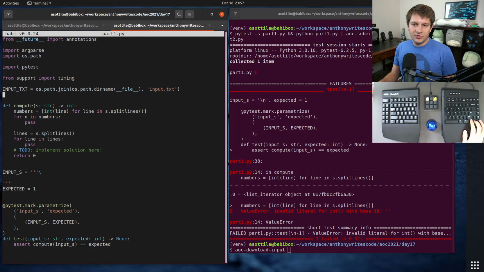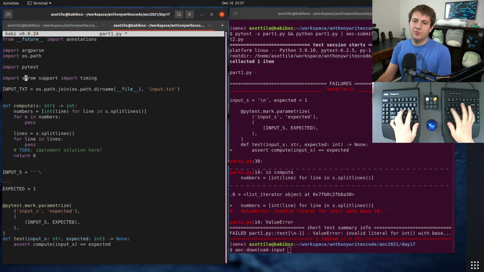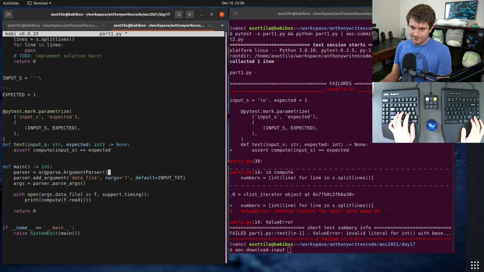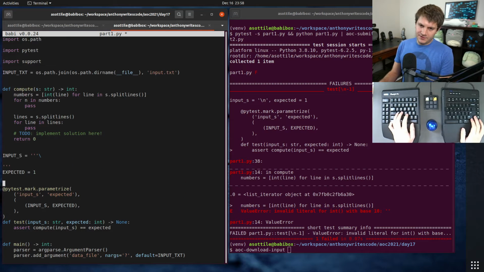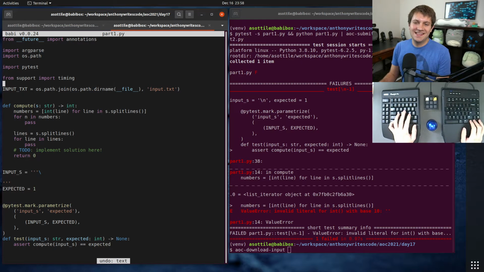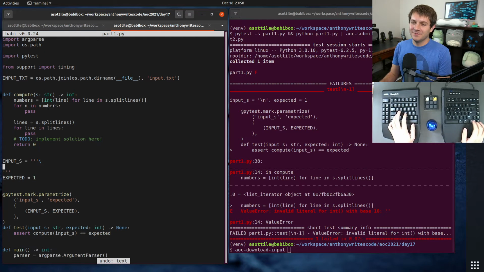Yeah. I gotta put this in the right spot. You know what I think I should do instead? I think this should be import support, and then down here do support.timing. That way I can access the support functions. We'll see how that goes. If it's helpful, we'll do it. Actually, let's not. We'll see if it would have been helpful.